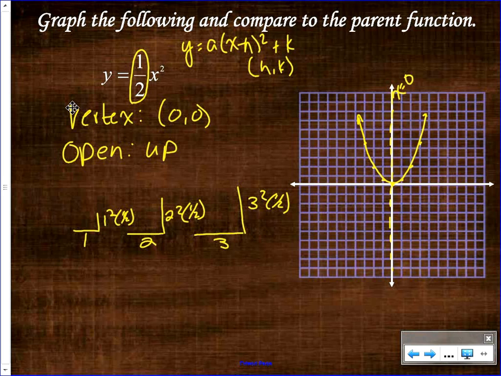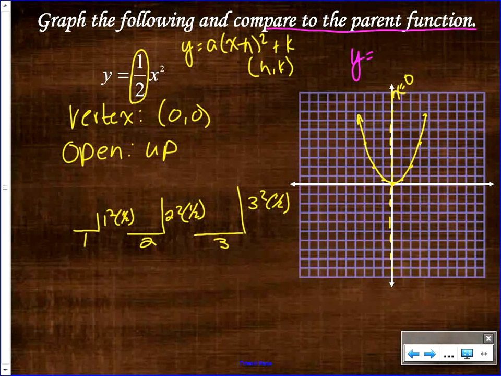And the rest of the directions say what? I graphed it, and then there's an "and": compare to its parent function. What's the parent function? Y equals what? X squared, which starts at 0, 0, goes over 1, up 1, over 2, up 4. So here is my parent function. Okay, everyone okay with that?